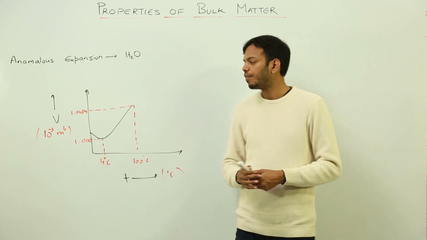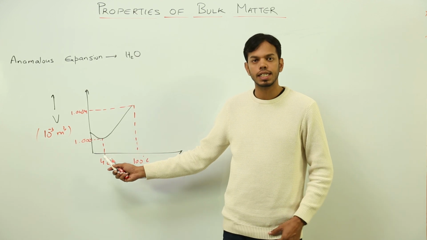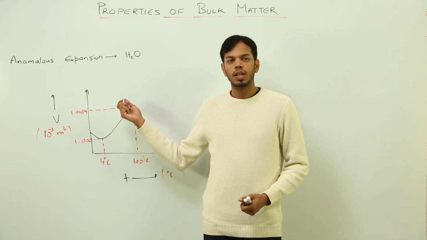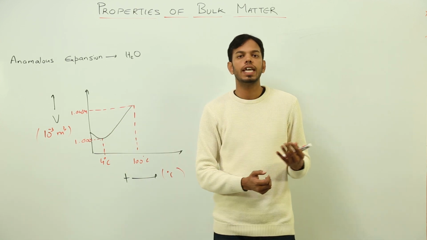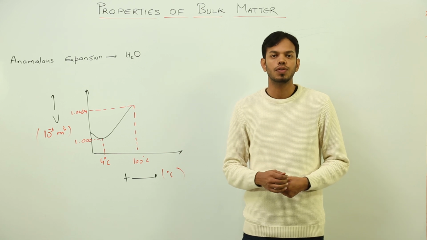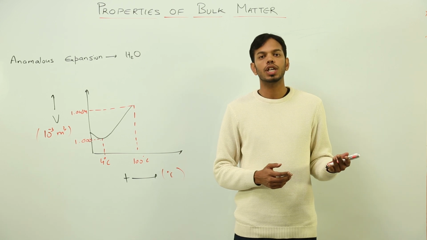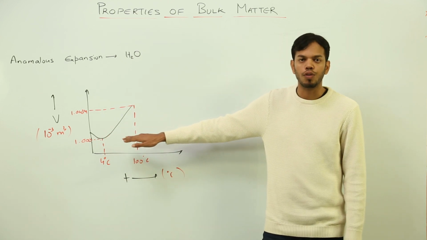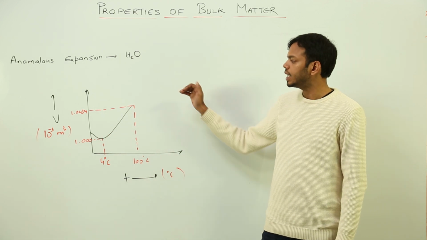That means water will have maximum density at 4 degrees Celsius, and that is why we consider this value to be the most relevant value when we take it in calculations, that the density of water is 1000 kg per meter cube at 4 degrees Celsius. So water has maximum density at 4 degrees Celsius and then the density decreases.